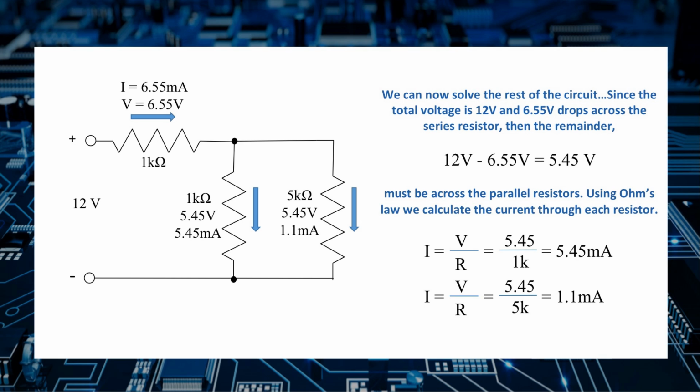So now we can calculate the current through each of those resistors. They both have 5.45 volts across them. So for the first resistor, the current equals 5.45 volts divided by 1,000 ohms, or 5.45 milliamps, 0.00545 amps. For the 5K resistor, the current through it is equal to 5.45 volts divided by 5,000 ohms, which is equal to 1.1 milliamps, or 0.0011 amps. So now we've been able to fully solve that circuit. We understand the voltage across each component and the current in each branch of the circuit.